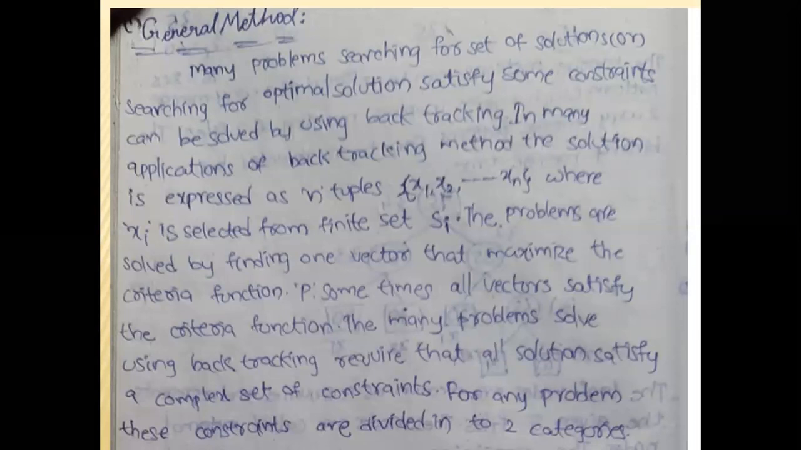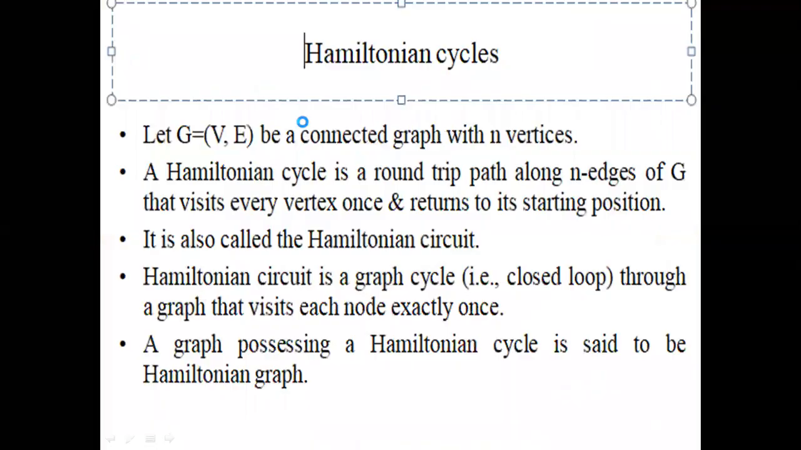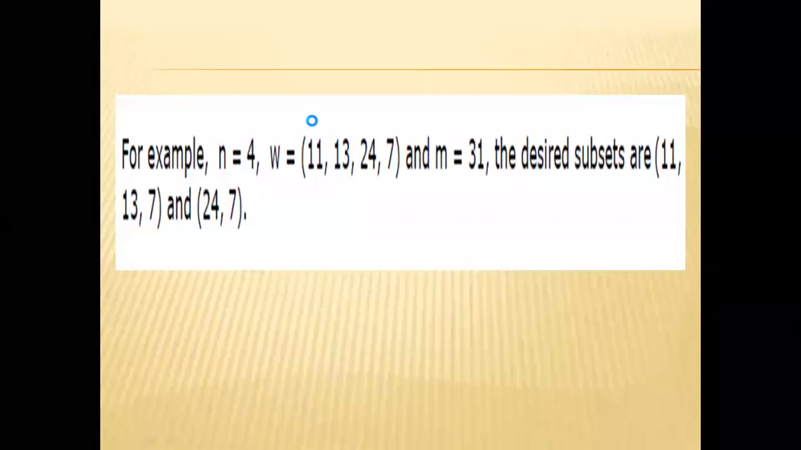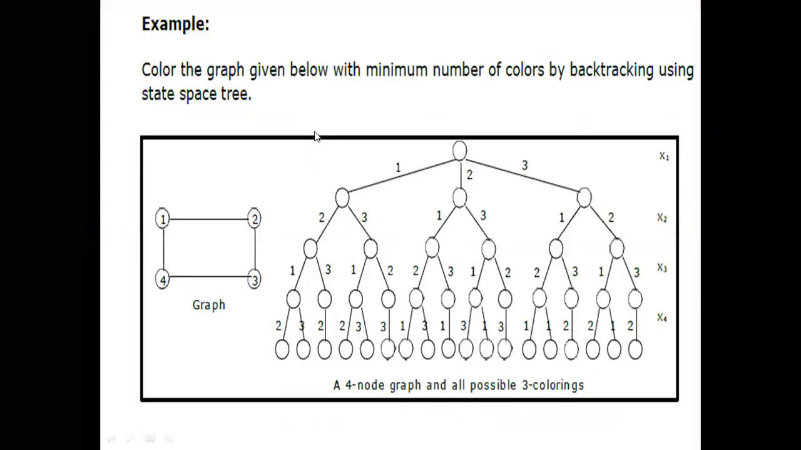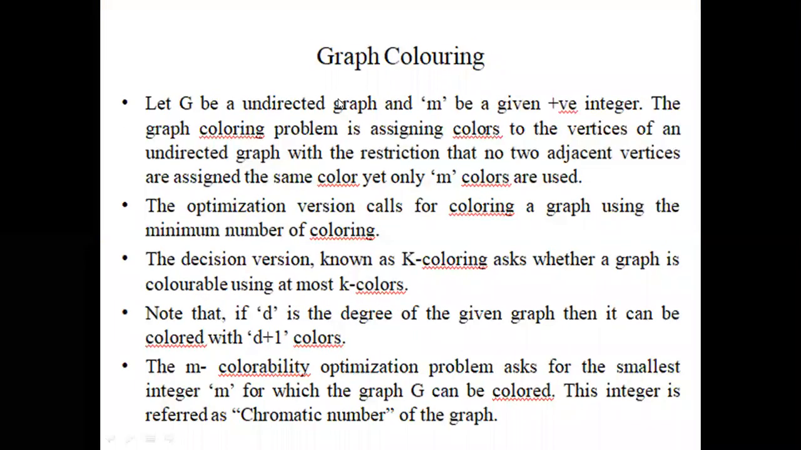So, my first general method. Many problems are searching for a solution that satisfies some constraints. Problems that satisfy some constraints can be solved by using backtracking. Here, in these four problems, every problem is searching for a solution, and each solution satisfies some constraints.